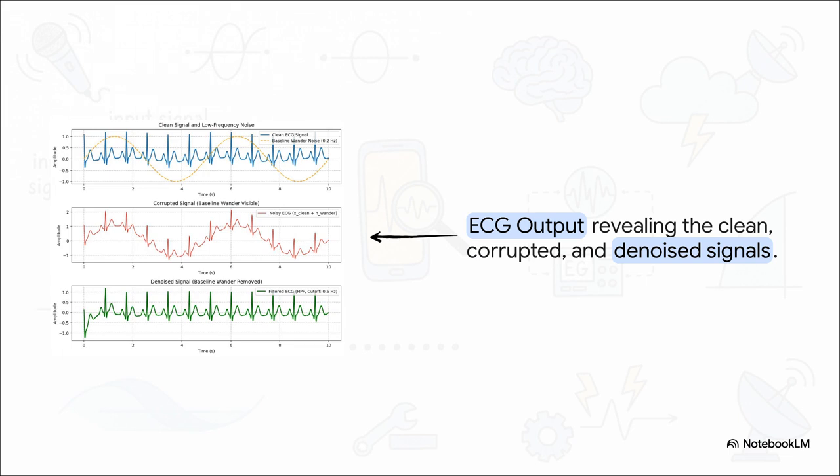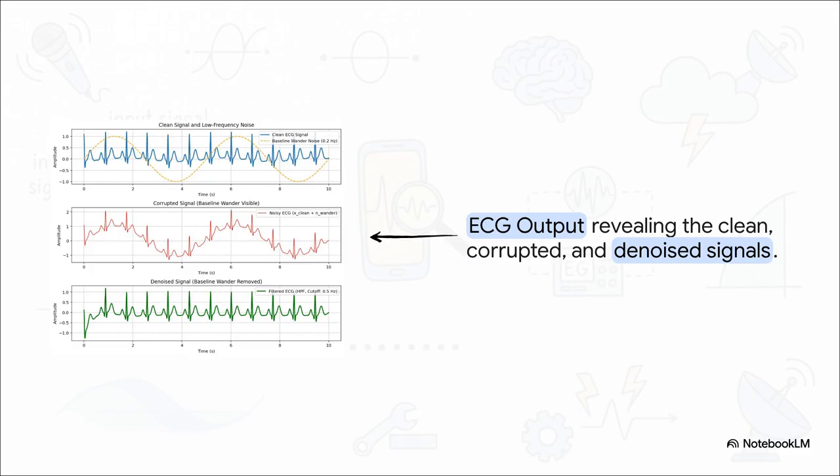Let's map this out. Starting right at the top panel, that solid blue line represents the clean, high-frequency heartbeat we want. The dashed orange line, that is that slow, rolling 0.2 Hz baseline wander. Now move your eyes to the middle panel. This is our corrupted signal. Notice how the sharp, distinct peaks of the heartbeats are literally being dragged up and down by that massive drift. The whole signal is totally off-center. It's a mess.